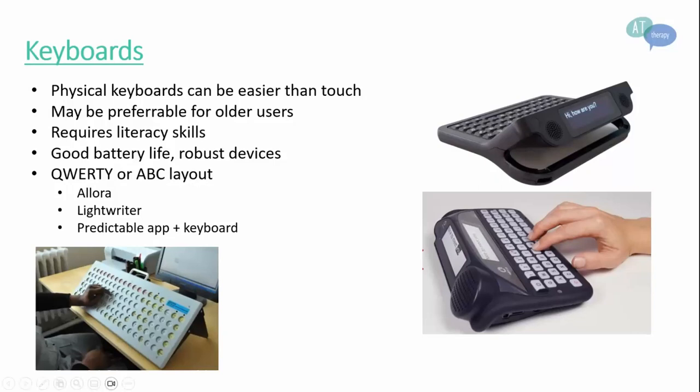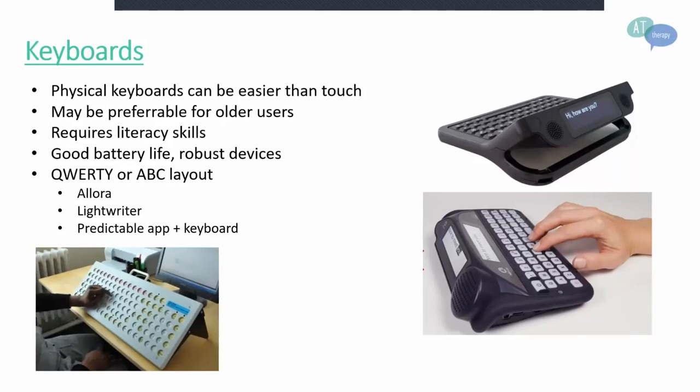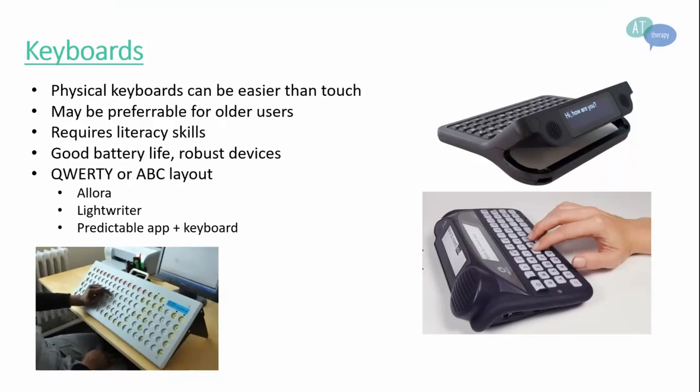So these pictures here, this is the Allura and this one's a Lightwriter. And you can see they've both got keyboards, a screen and some speakers. They tend to be really very robust devices, so quite unbreakable, and they've got really good battery lives. And you can have all sorts of different keyboard settings as well. So you can have a QWERTY setup, you can have an ABC setup.